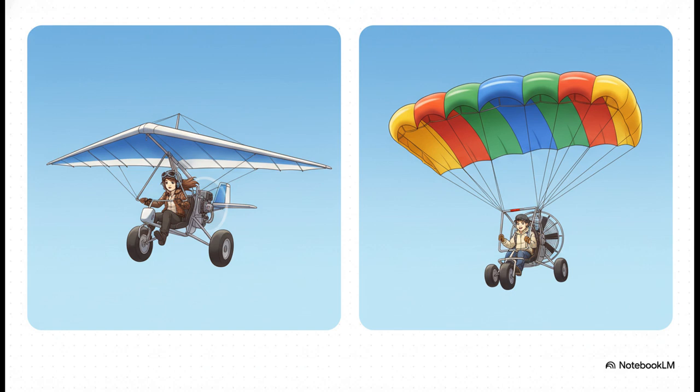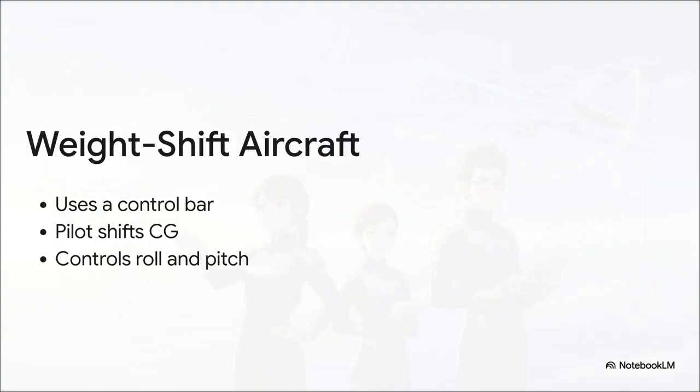Examiners, they just love to make sure you understand the broader principles of flight, not just how a standard Cessna works. So let's quickly contrast two unique aircraft types that you absolutely need to know about for your exam: weight shift control microlights and powered parachutes. First up, weight shift control.